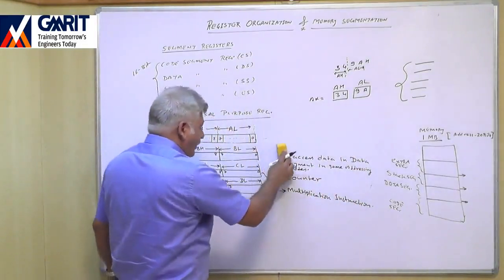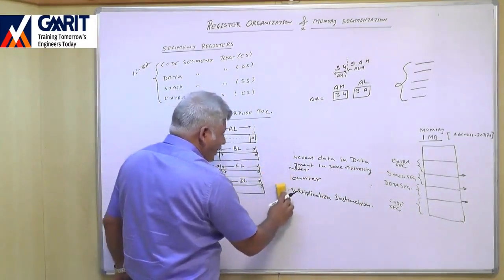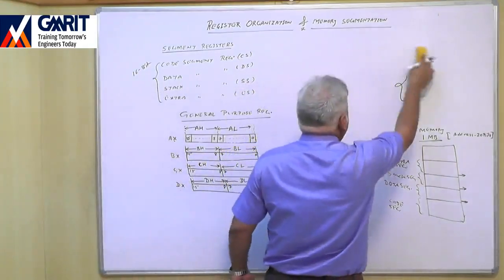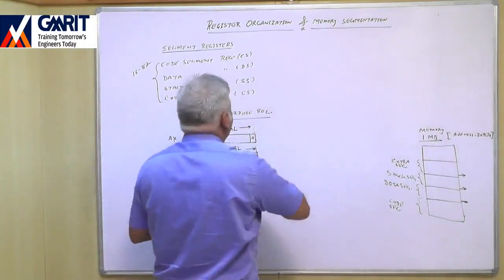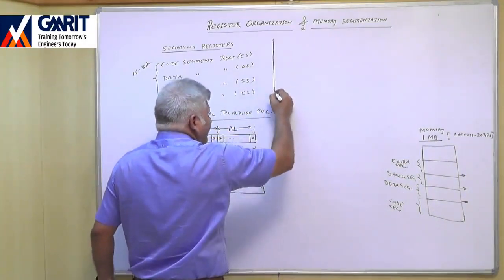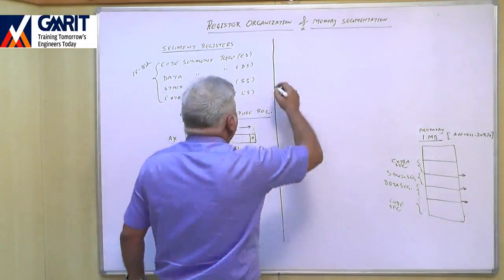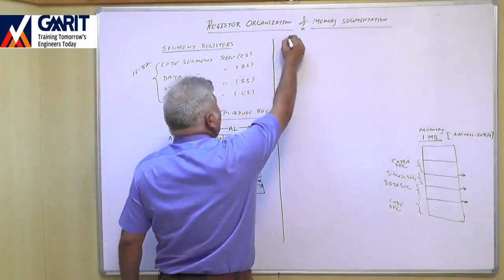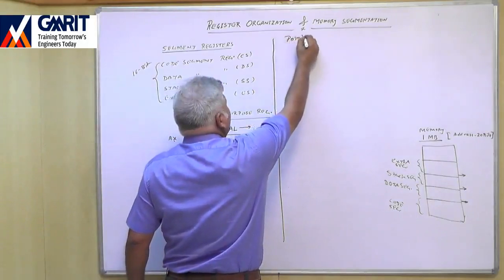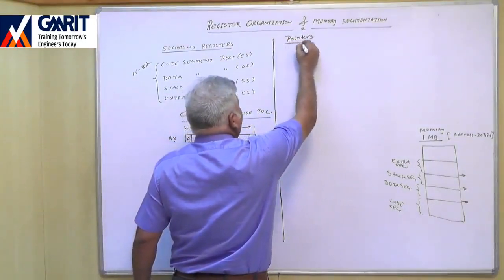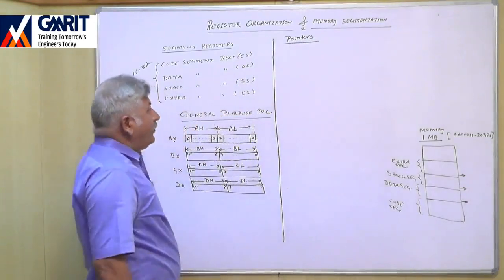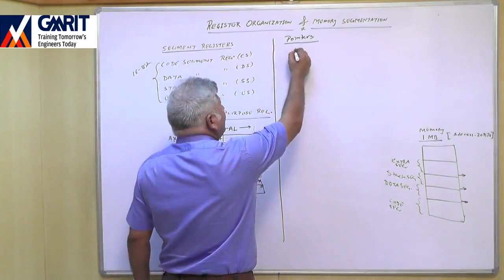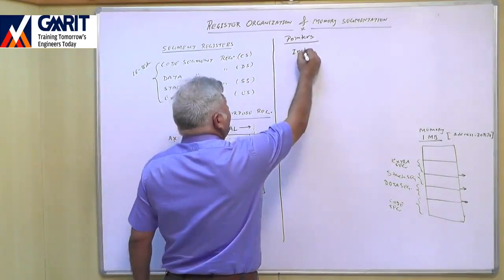Now, apart from these registers, these segment registers and general purpose registers, there are pointers. There are the pointers. So one pointer is the instruction pointer.